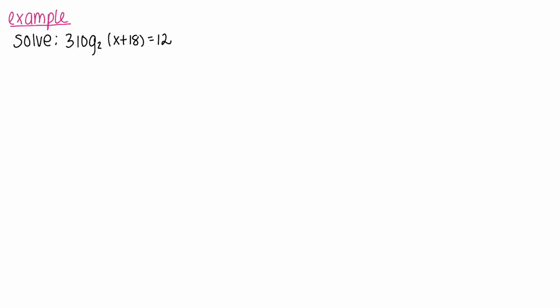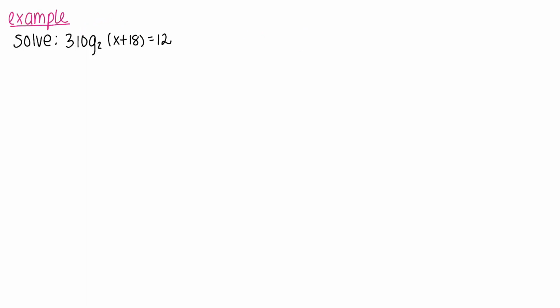All right, looking at another one. There's just a bunch of equations. That's the entire lecture, it's going to be a ton of equations. Now, you may be tempted to start this problem by bringing the 3 up and then making it into its exponential form, which in the end would end up looking like 2 to the 12 is equal to x plus 18 raised to the 3. And do you really want to have to deal with this? This is a kind of nasty looking equation.